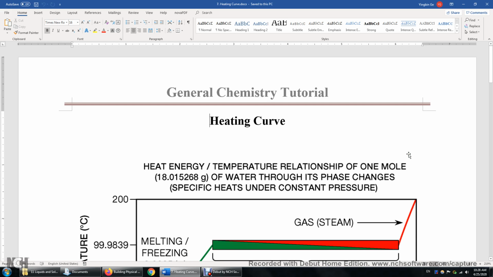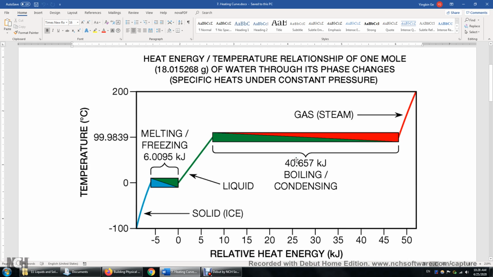In this video, I'll talk about the heating curve. I'm going to use water as an example. This is the heating curve of water. First, let's look at the vertical axis, temperature in degrees Celsius. It depends on heat. So what's the horizontal axis? The relative heat energy in kilojoule.